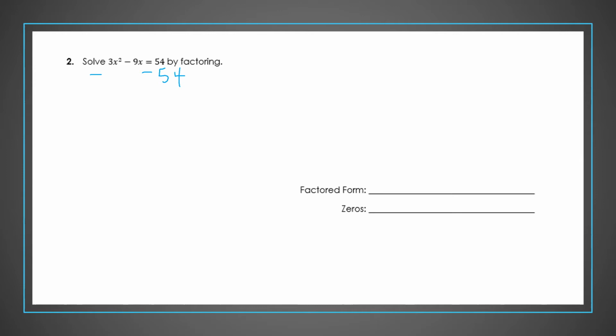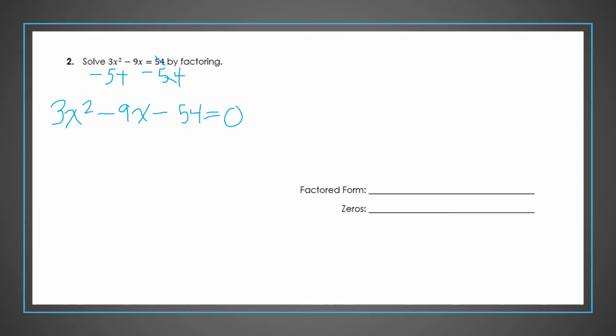And you may or may not need to show this step. It's up to you and your comfort level. Make sure you put that negative 54 in the correct place. Since it's the constant, it should be at the end. 3x squared minus 9x minus 54 equals 0.